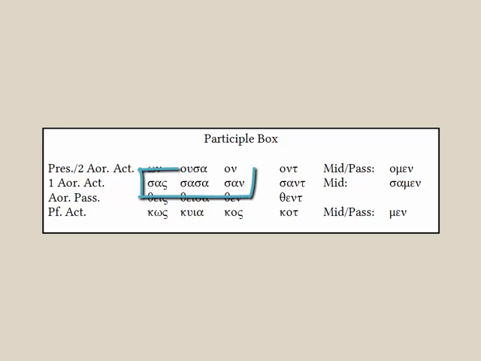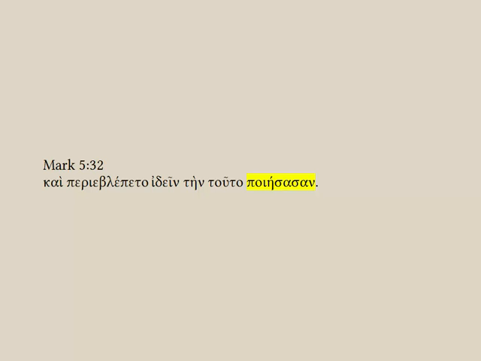Here we make use of the first aorist active, sas, sasa, san, sant. So sas here is our sign of a feminine active aorist participle, and the on ending tells us it's an accusative singular. The eta is a lengthened stem ending from the contract verb poieo. Here's one more to try.